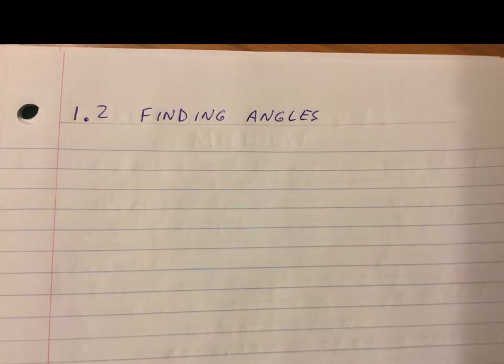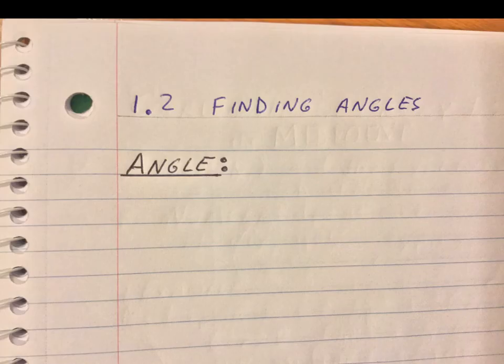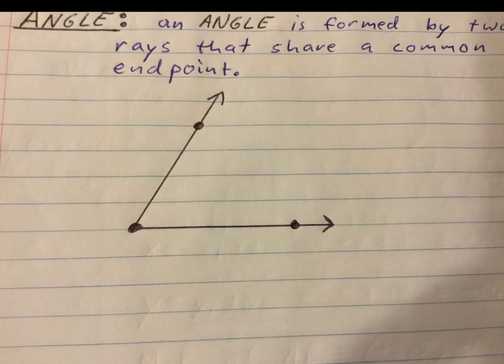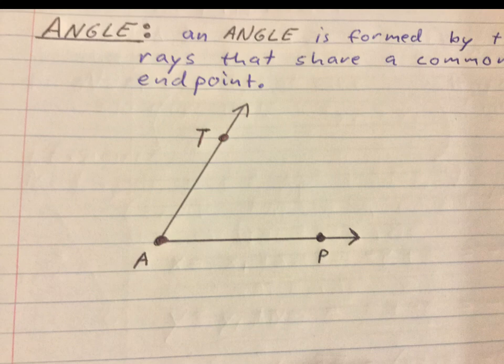Last section is finding angles. This is section 1.2 for your notes. It warrants having a clear definition of an angle. An angle is formed by two rays that share a common endpoint. So here we have an angle, and you'll notice we have two rays that share a common endpoint. Let's call that endpoint A. So we have ray AT and ray AP.